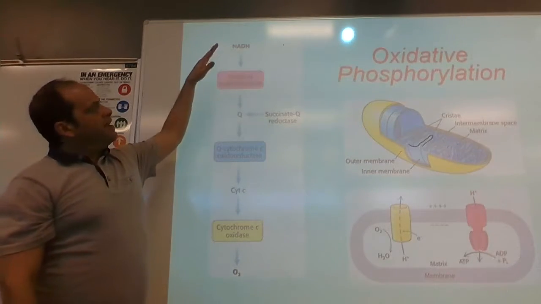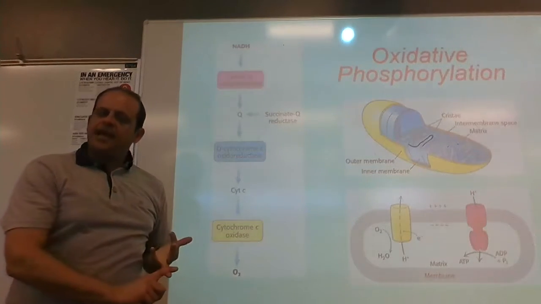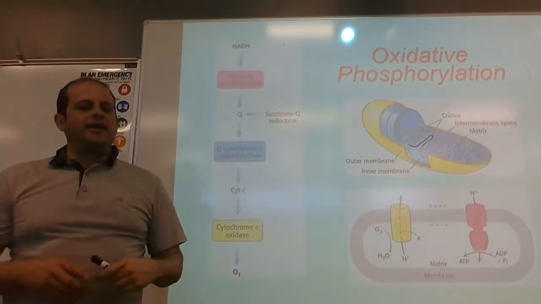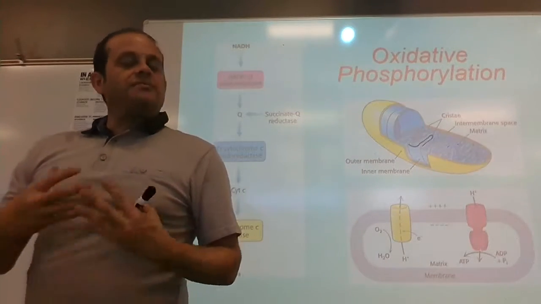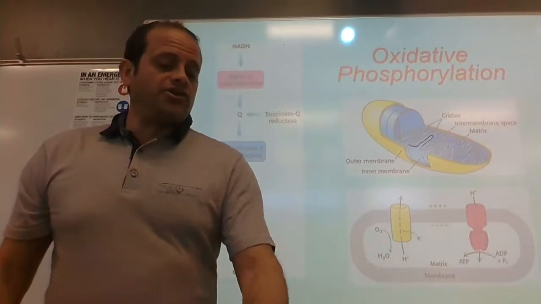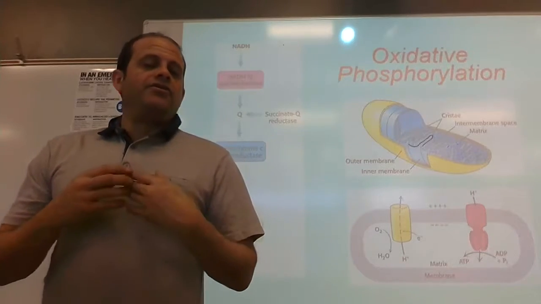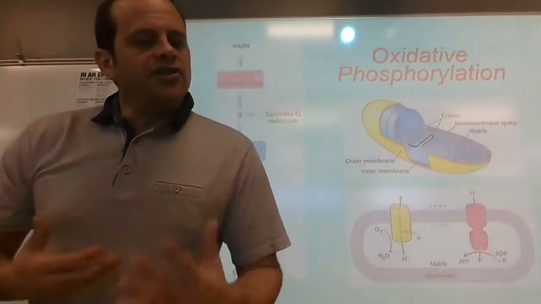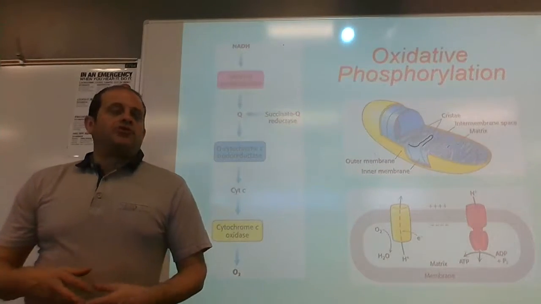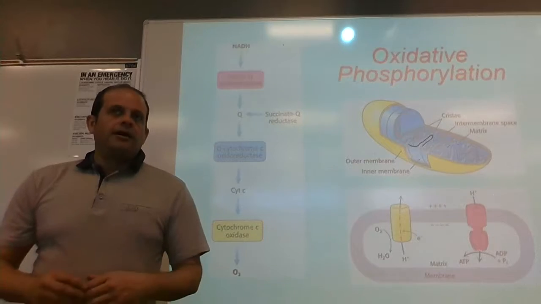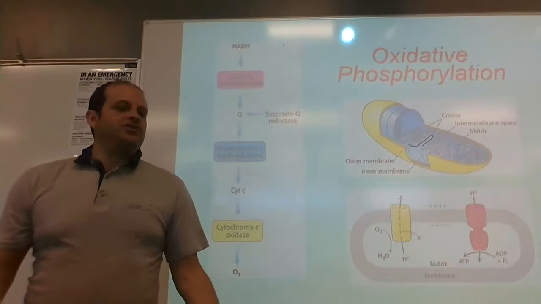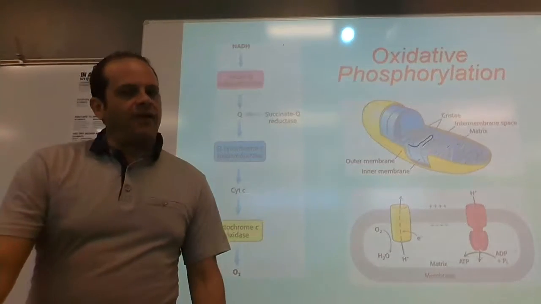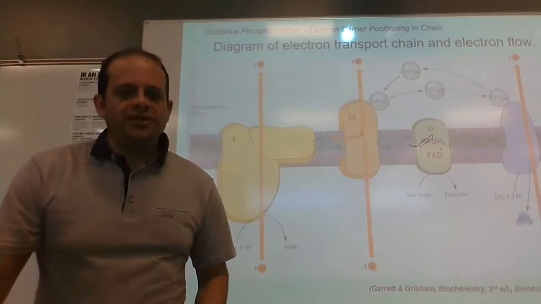But the NADH and the FADH, the electron carriers that we have discussed, their role, again, is to bring high energy electrons and hydrogen ions to the electron transport chain. And then oxidative phosphorylation essentially translates to creating ATP in the presence of oxygen. Phosphorylation means adding another phosphate to ADP to produce ATP.